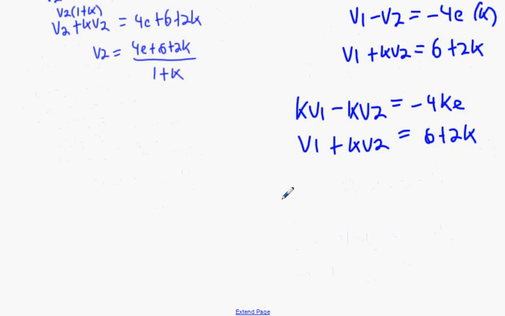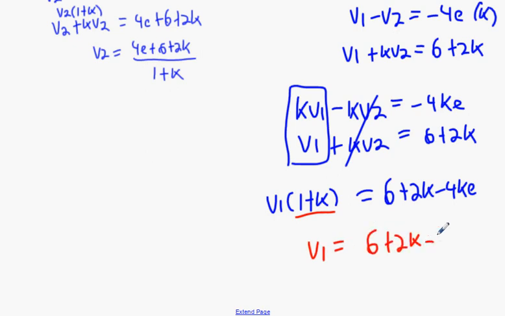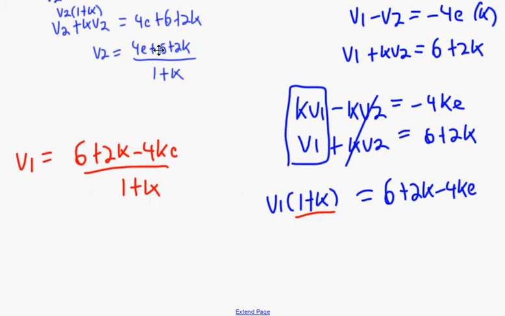Cancel. So we're going to get phi1 into 1 plus k. I added them together and I factorized them in one go. Cancel the two of them. Then I get 6 plus 2k minus 4ke. Go and divide it by the 1 plus k. 6 plus 2k minus 4ke all over 1 plus k. So there is my phi1 and my phi2.